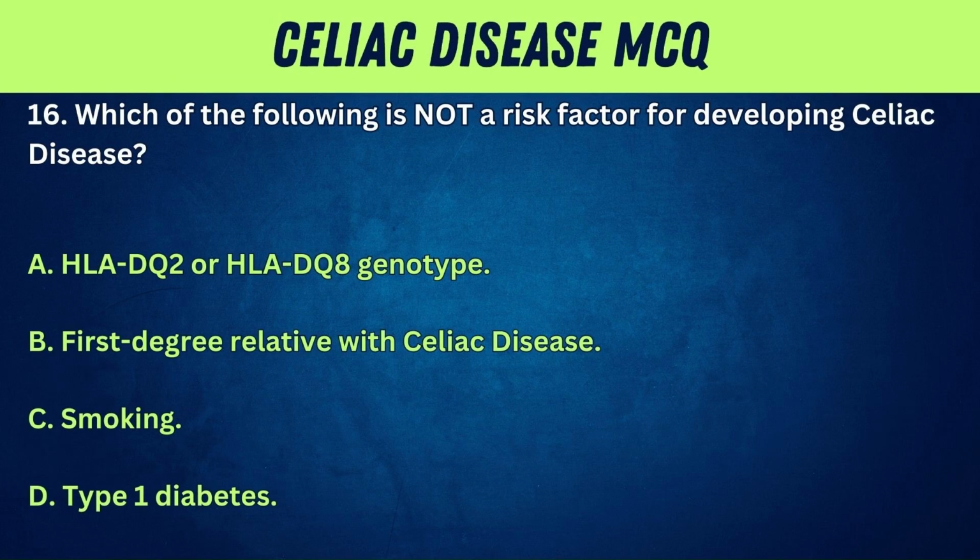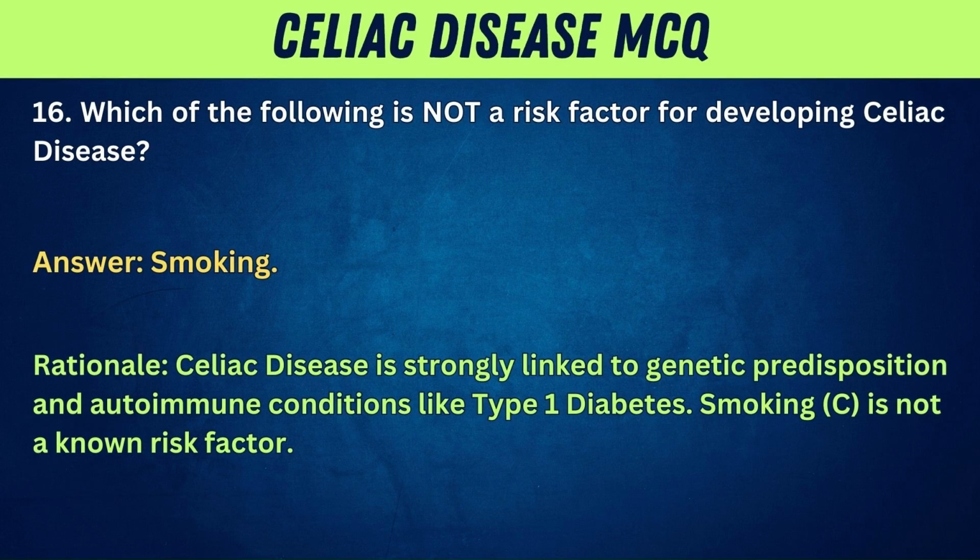16. Which of the following is not a risk factor for developing celiac disease? A. HLA-DQ2 or HLA-DQ8 genotype. B. First-degree relative with celiac disease. C. Smoking. D. Type 1 diabetes. Answer: smoking. Rationale: celiac disease is strongly linked to genetic predisposition and autoimmune conditions like type 1 diabetes. Smoking, C, is not a known risk factor.